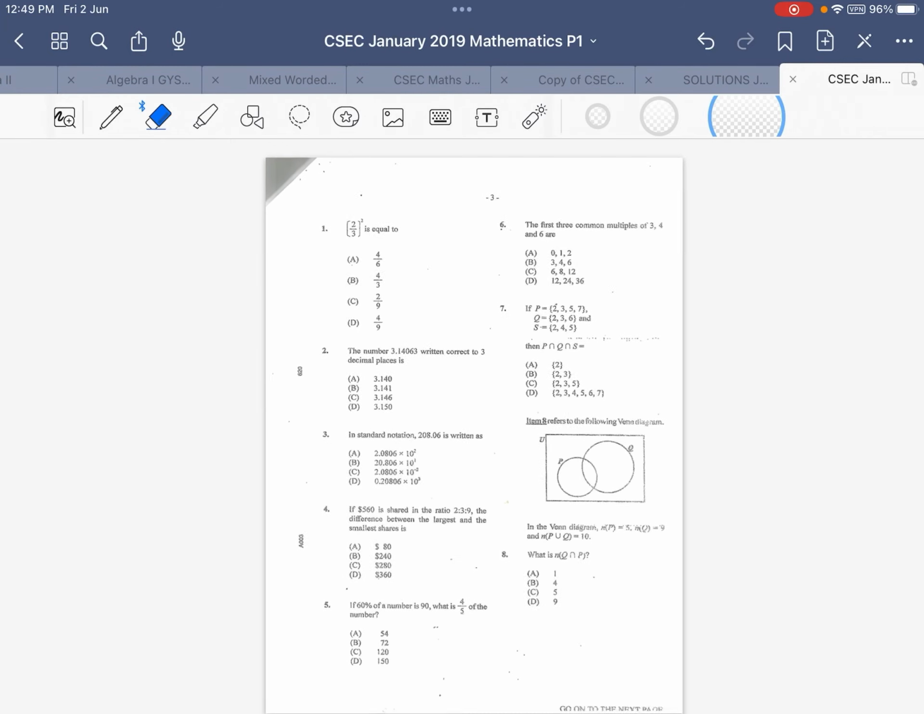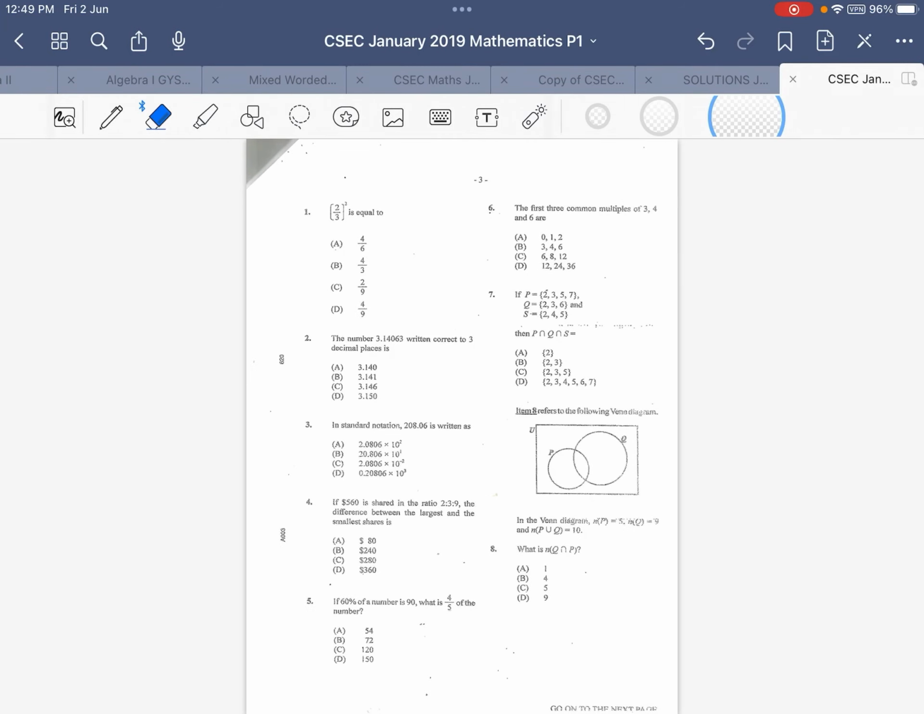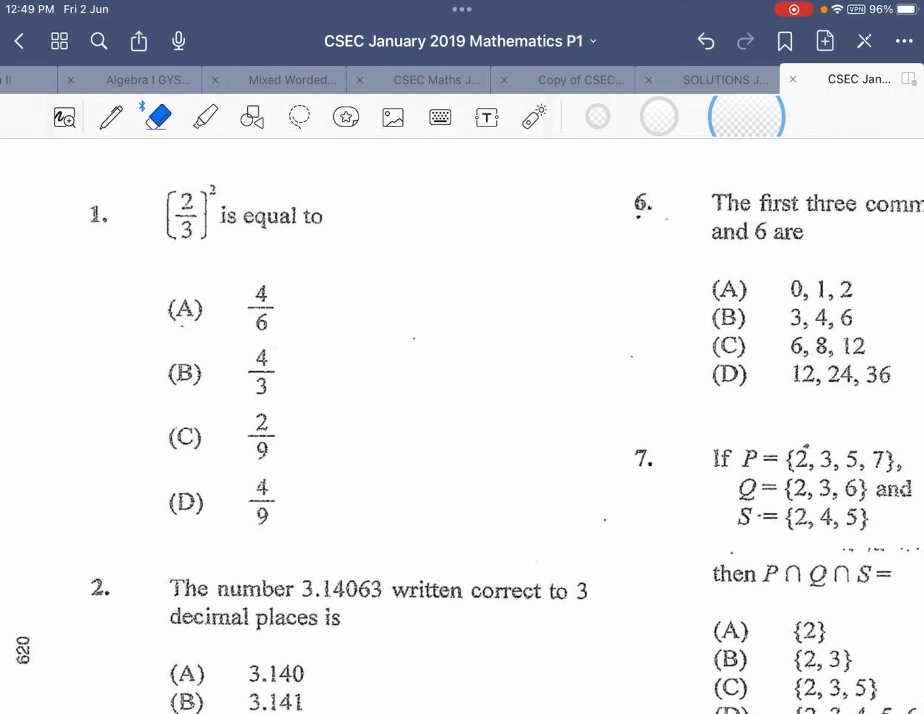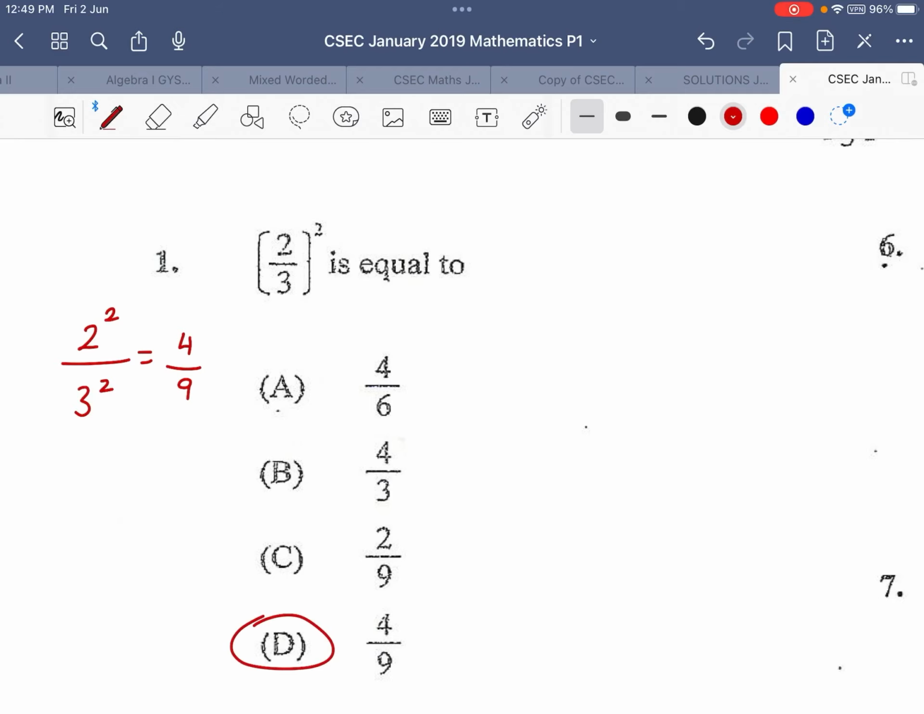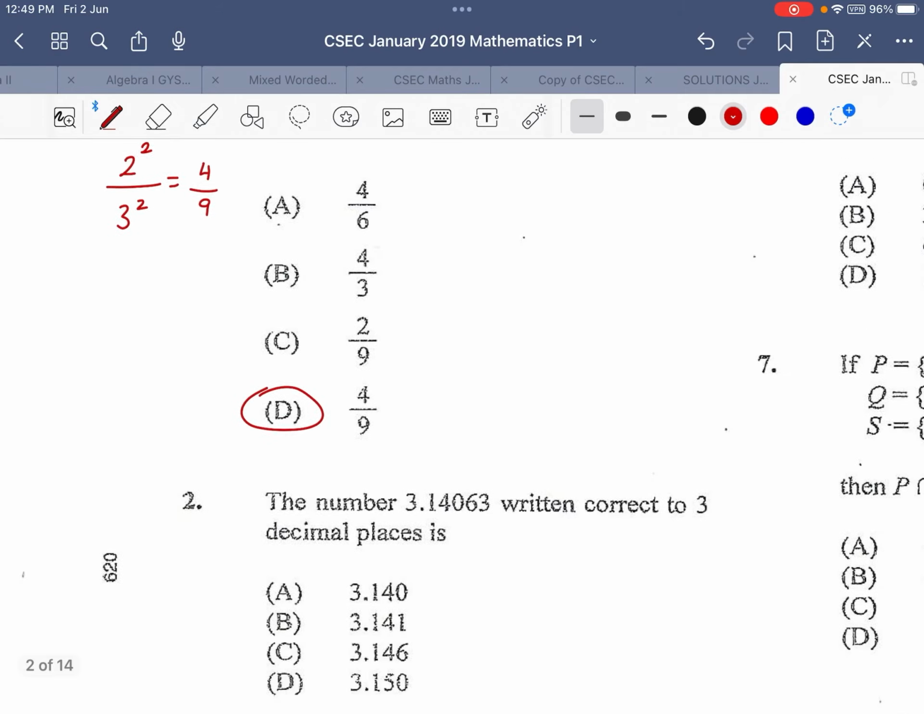Okay, so this is 2019 January paper 1. We're going to take a look at question 1. So we have 2/3 to the power of 2. So what we'll do here is raise the numerator and the denominator to the power of 2. So 2 squared is 4, 3 squared is 9. Your answer is 4/9, so D.